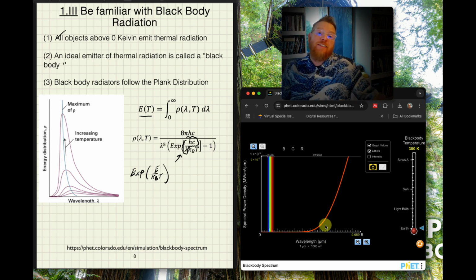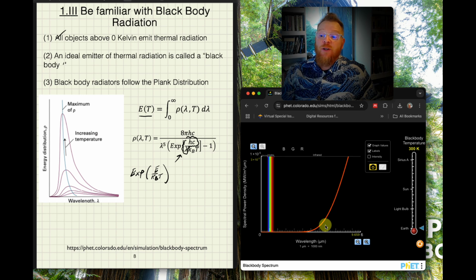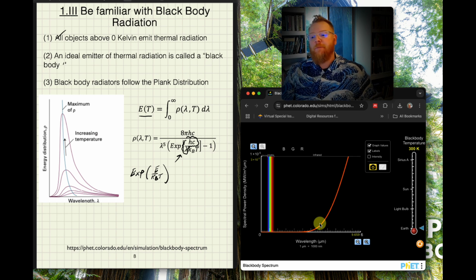And so this makes sense, right? The Earth is an object that glows in the infrared. Or we humans, at about 310 Kelvin, glow in the infrared. Okay, so that's all that I wanted to talk about for black body radiation for the time being.